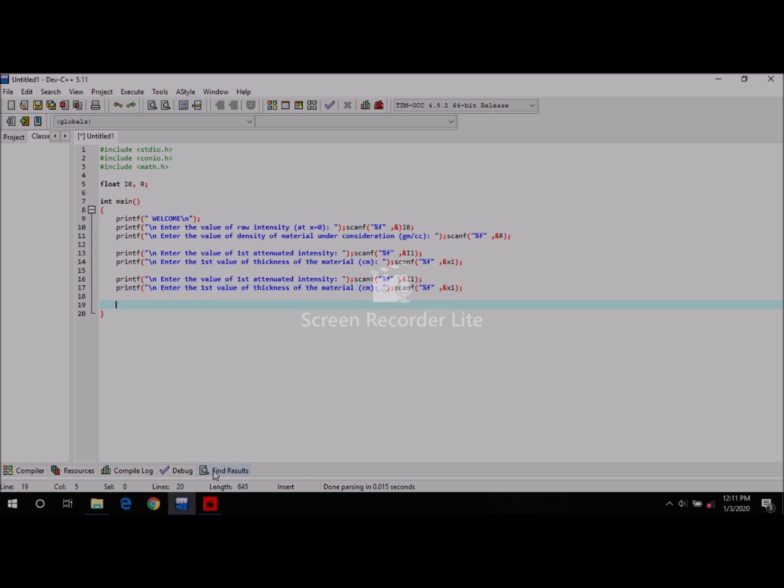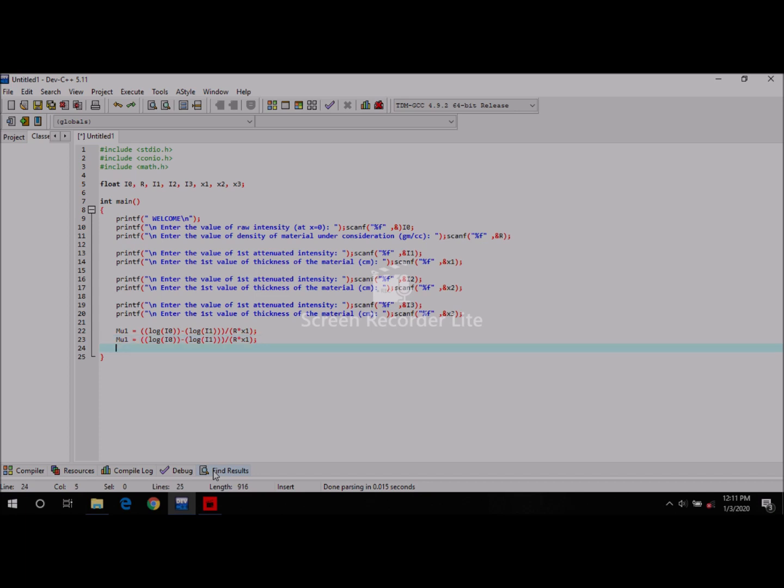Similarly, we also print the value of the second attenuated intensity and the third attenuated intensity as I2 and I3, and the value of the second thickness of the material and the third value of the thickness of material as X2 and X3. After this, we write out the formula as mu1 equals to log of I0 minus log of I1 divided by R into X1.